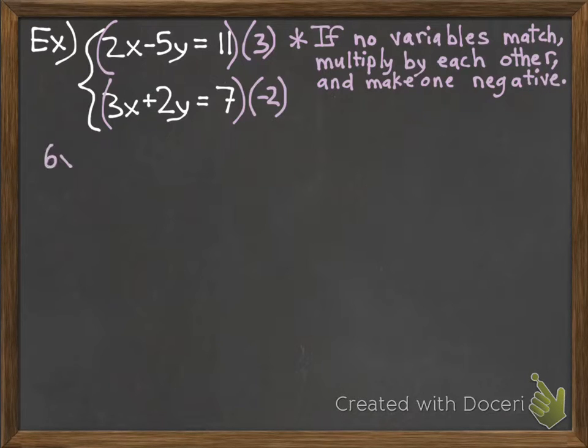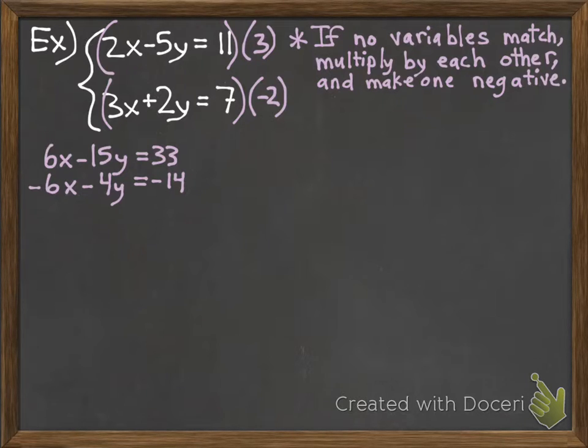On the top, we do 3 times 2x, 3 times negative 5y, and 3 times 11 to get 6x minus 15y equals 33. So each part of the equation had to be multiplied by 3. On the bottom, we're timesing by negative 2, so we're going to distribute that to each part. Negative 2 times 3x, negative 2 times 2y, and negative 2 times 7. So we get negative 6x, negative 4y, and negative 14.